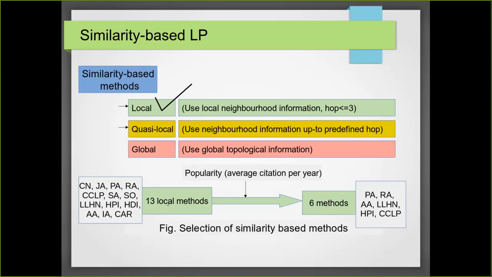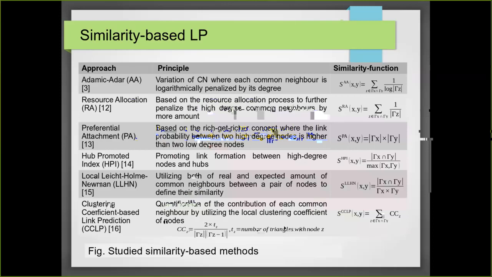So initially we have 13 local similarity-based methods. Based on their popularity, we use only 6 of them. To define popularity, we use the average citation per year of each method. Sorting by popularity, I mean higher average citation per year, we select 6 methods among the 13 local methods for the experiment in our study.